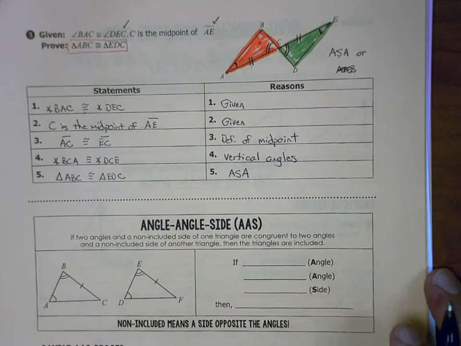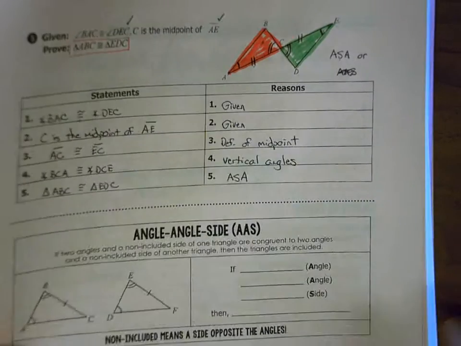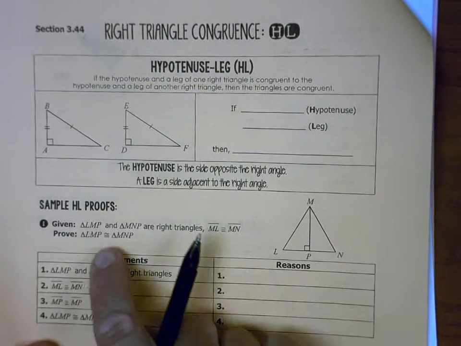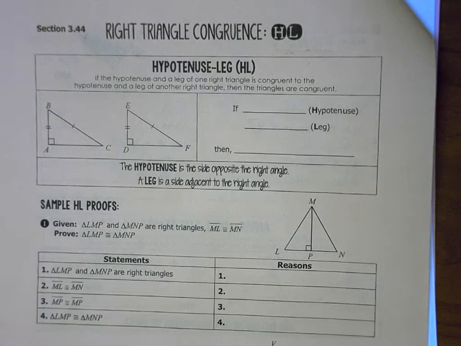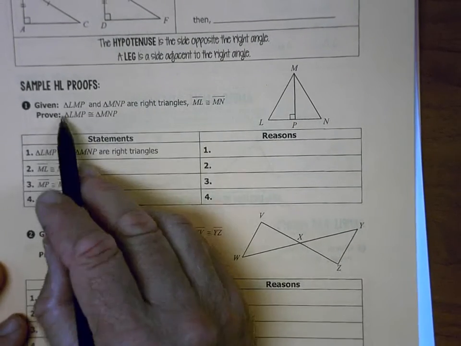All right, okay, so let's do one more. Let's turn to the next page. Let's do number 1 right here where it says sample HL proofs. So let's go ahead and do number 1 here.